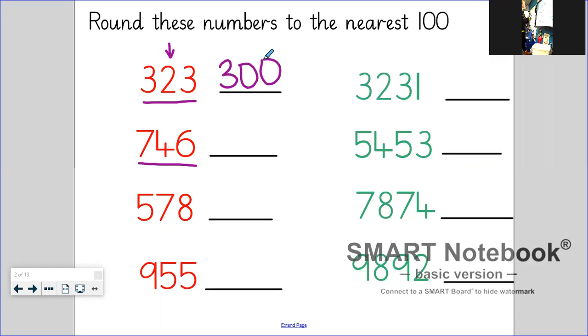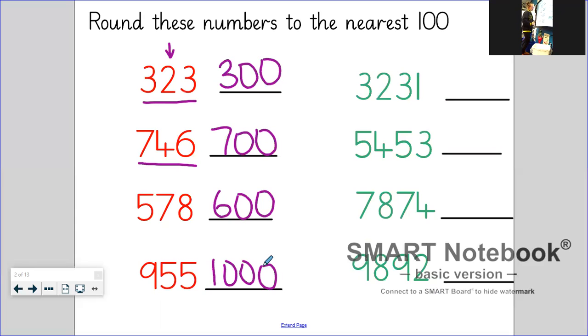Okay, that should have been enough time for you to have done it. So 746 would round down to 700. That one would round up to 600, up to 1,000. Now, we're looking at 4-digit numbers now. So again, you're still looking at this. Don't really be too put off by the 4th digit there for thousands.